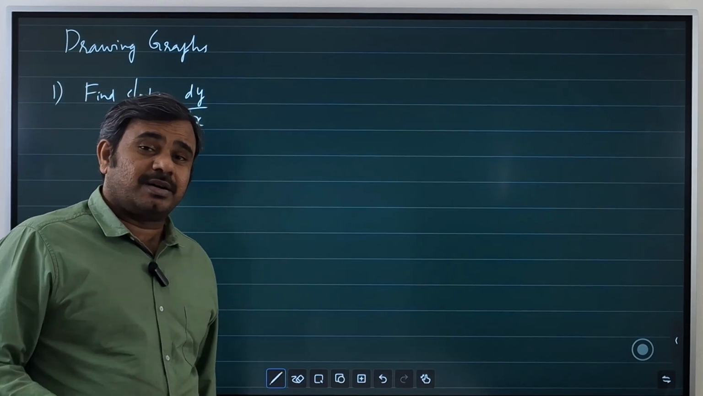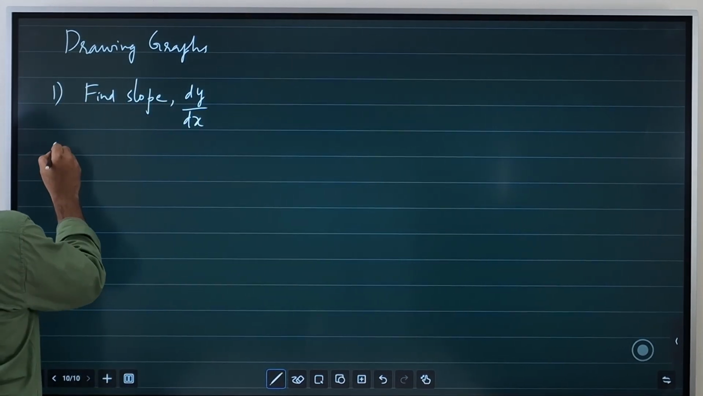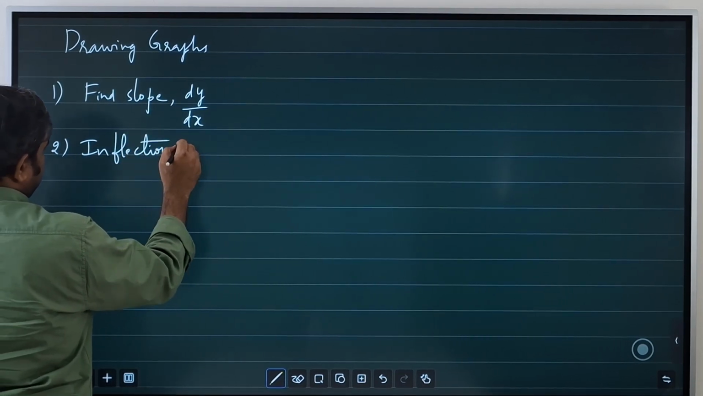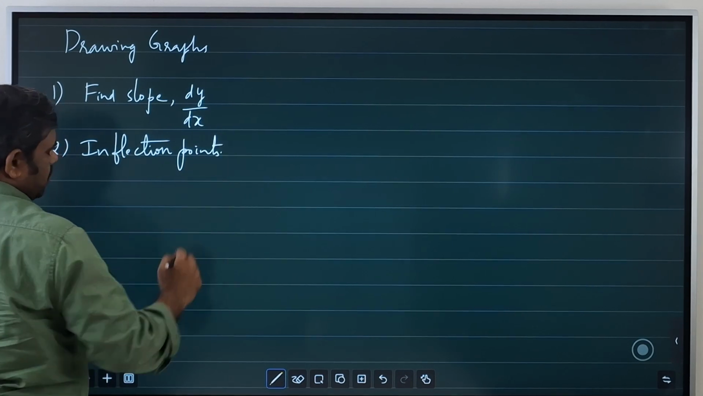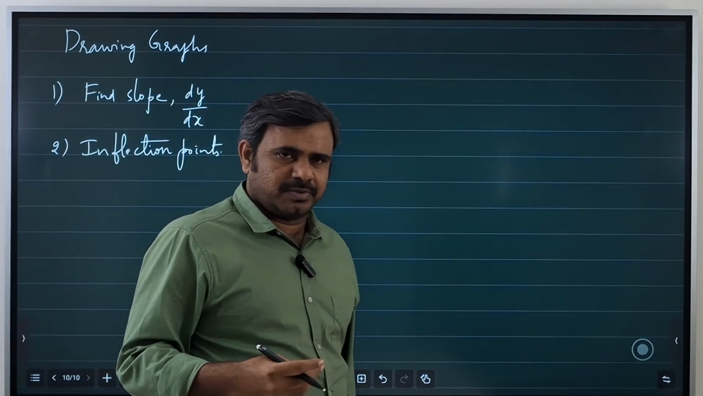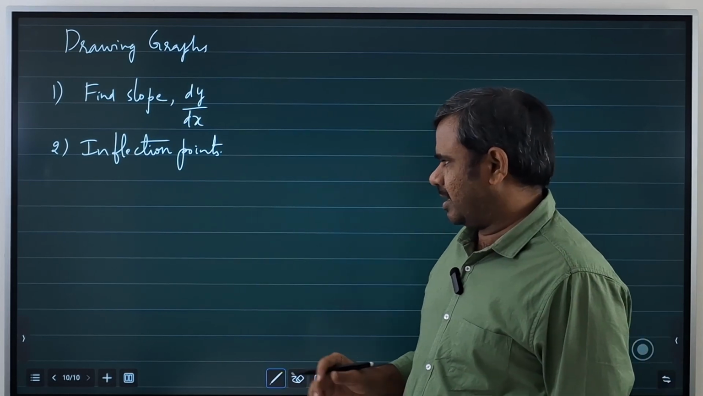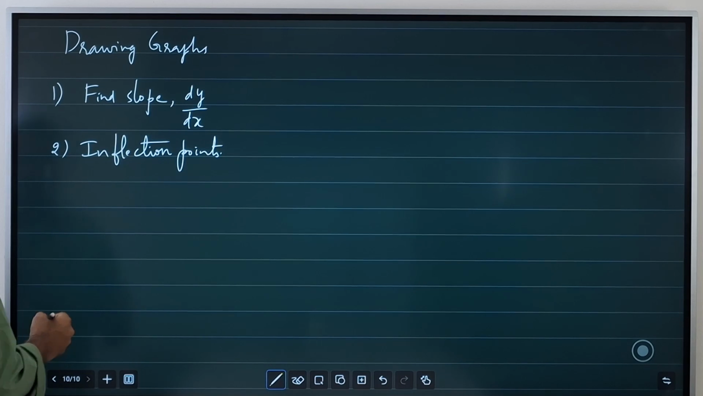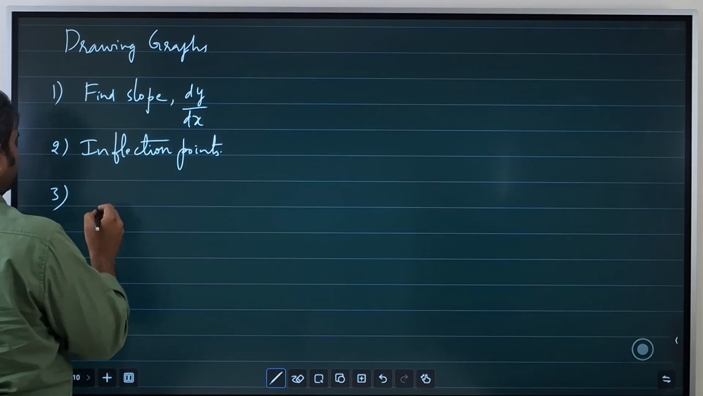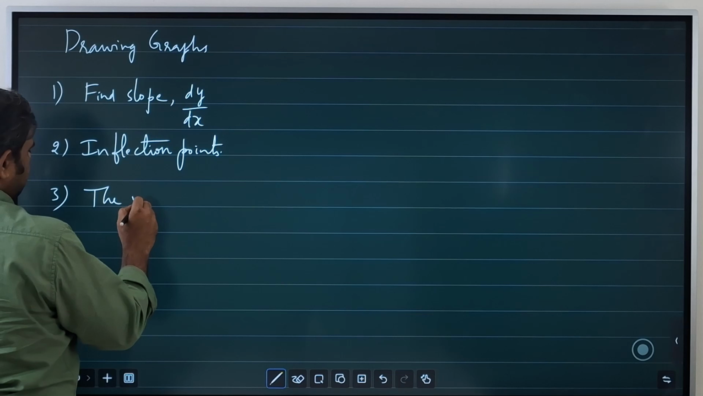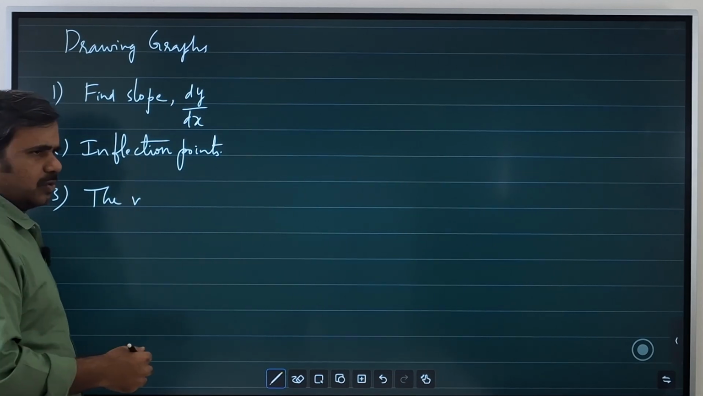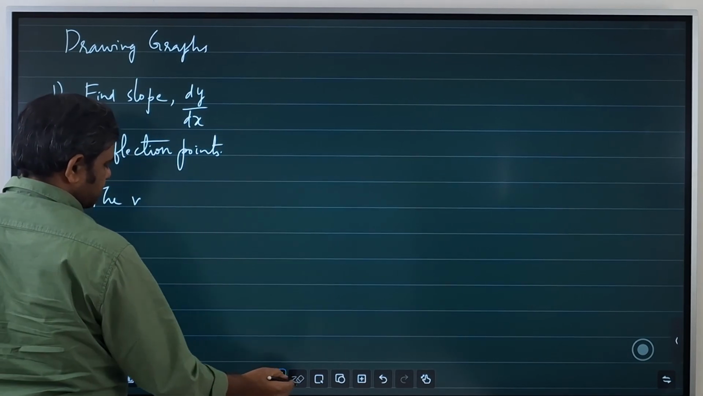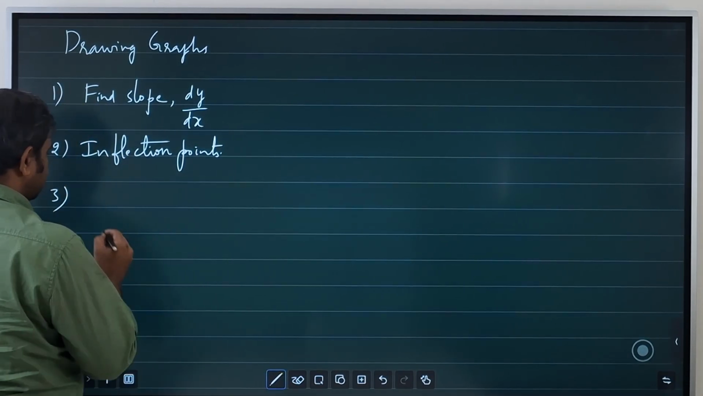Next, check if there are turning points in the graph. Turning points, I mean inflection points. Does y become maximum at any given value of x? Does y become minimum at any particular value of x? That's what we need to verify. The third one is the value of y. Find the value of y at x equal to 0. I mean, find the x and y-intercepts.